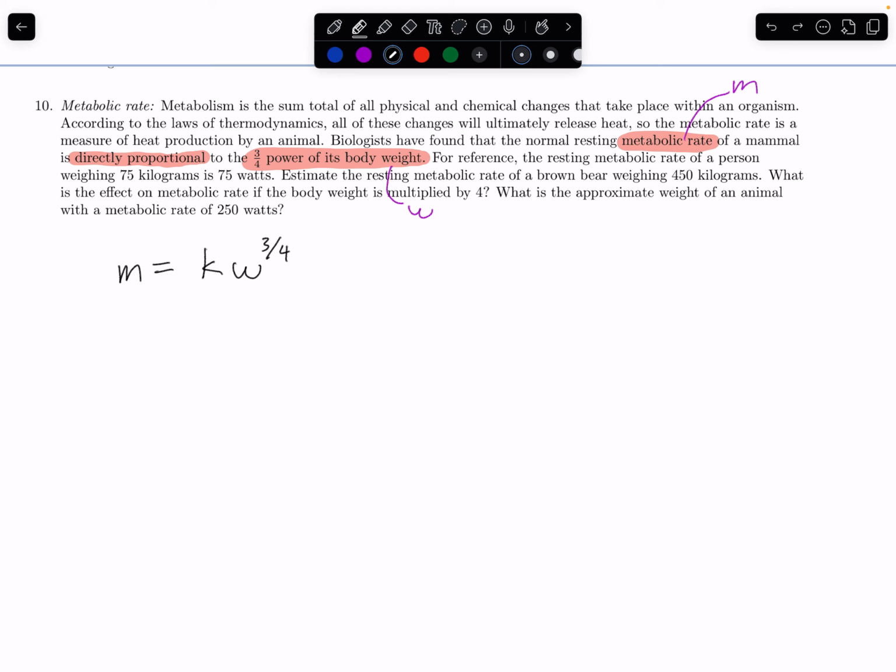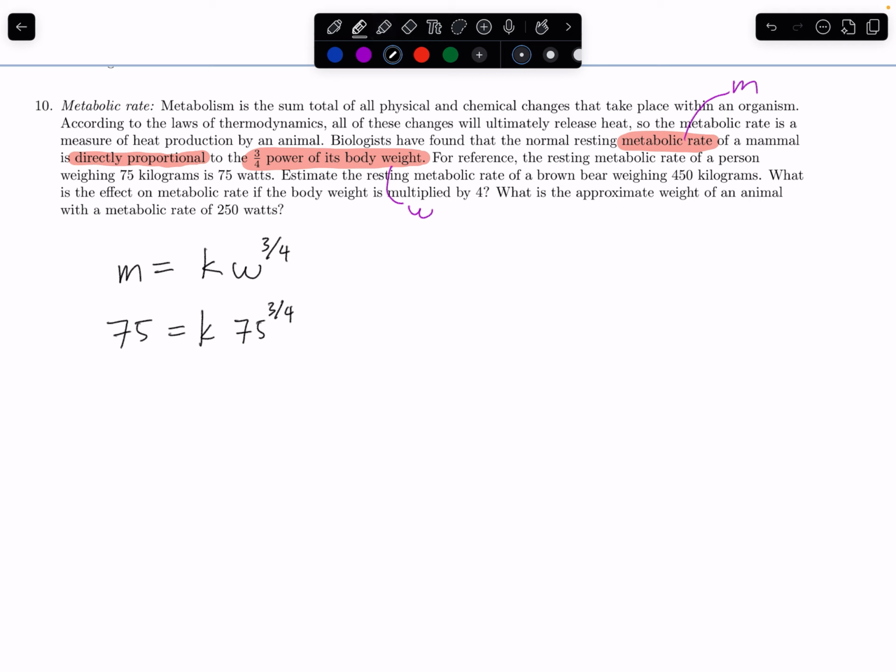They say, for reference, the resting metabolic rate of a person weighing 75 kilos is 75 watts. Okay, that's nice that these both happen to be the same. 75 kilos, 75 watts. So which one is which? Not that it matters because they're both the same, but let's say I didn't say they were different. Kilograms is the measure of weight, right? So that's the W. So K times 75 to the 3/4 power should be equal to 75 watts.